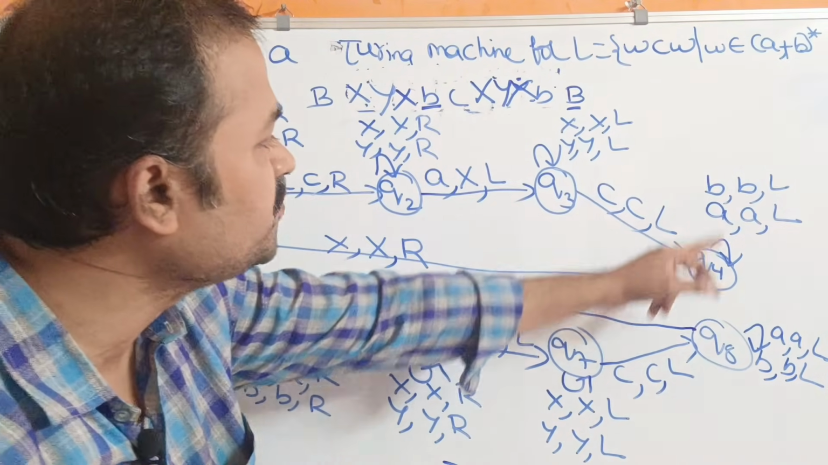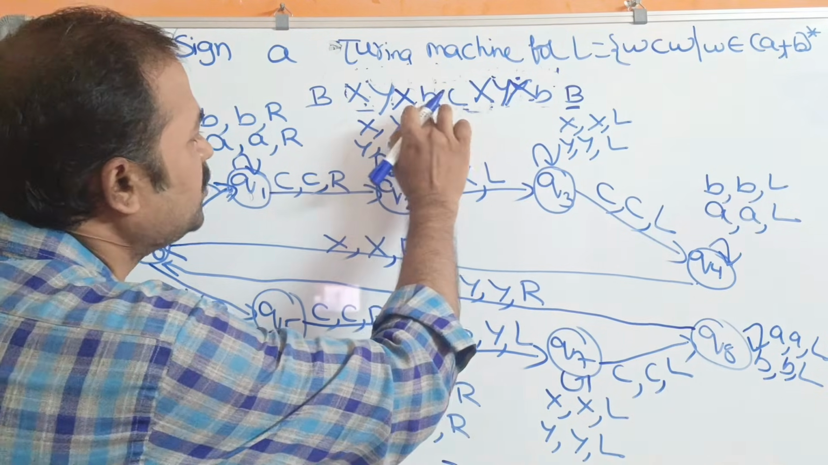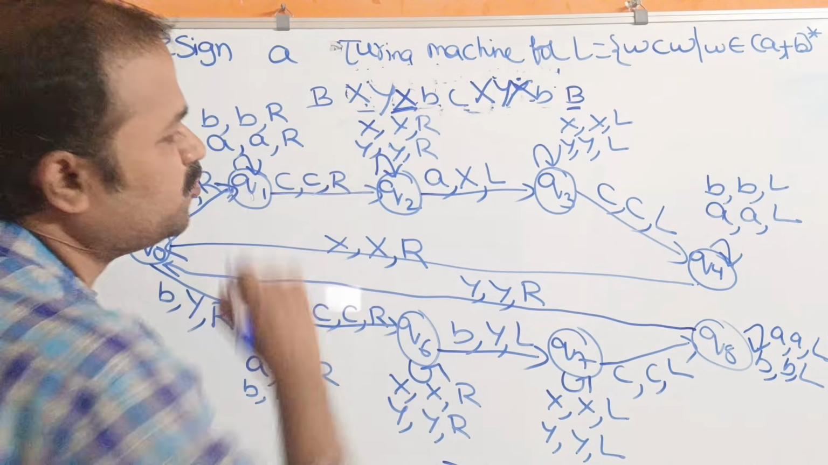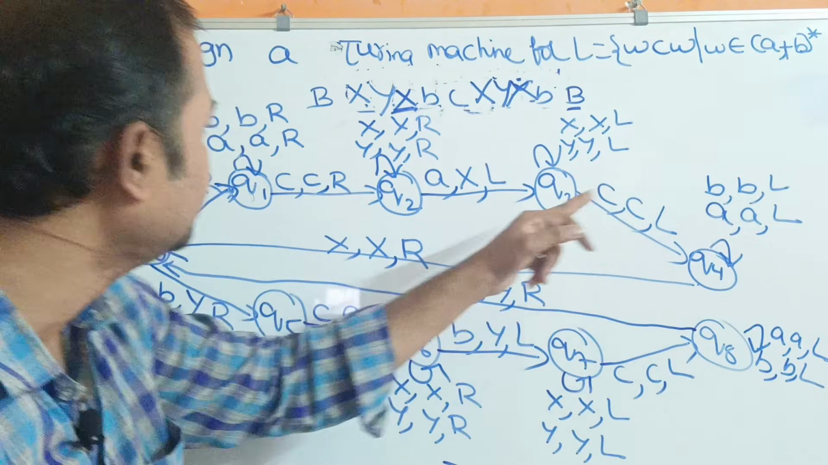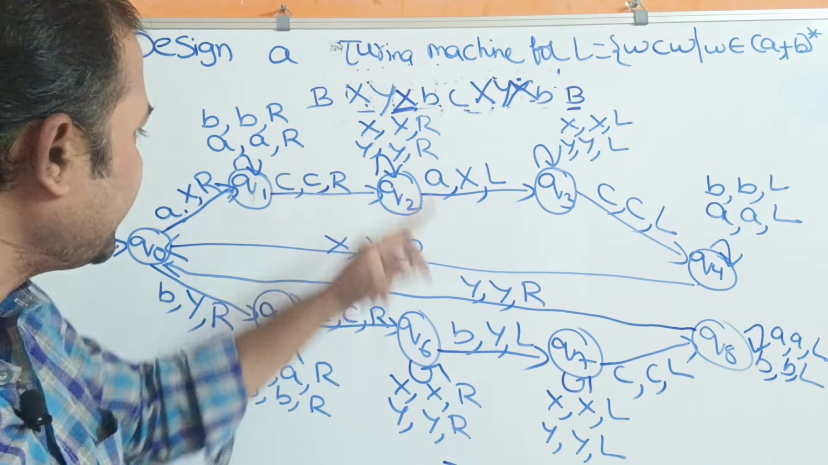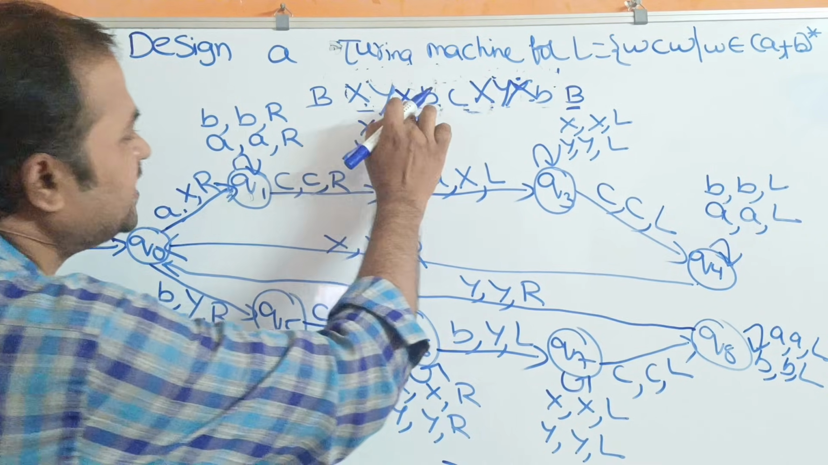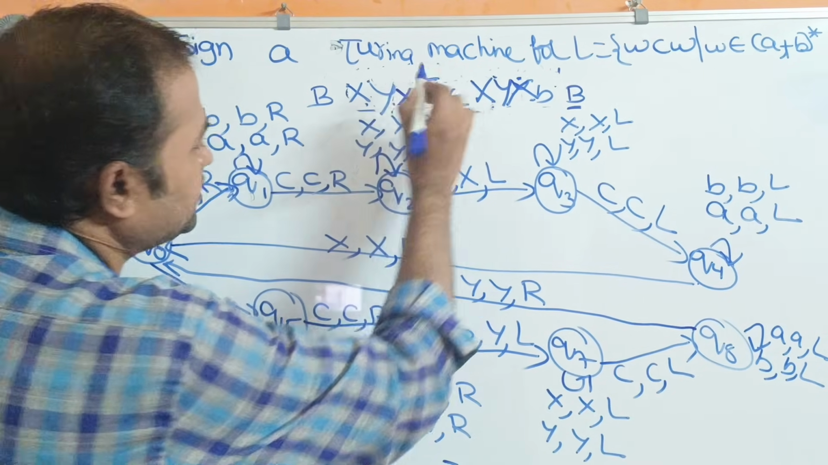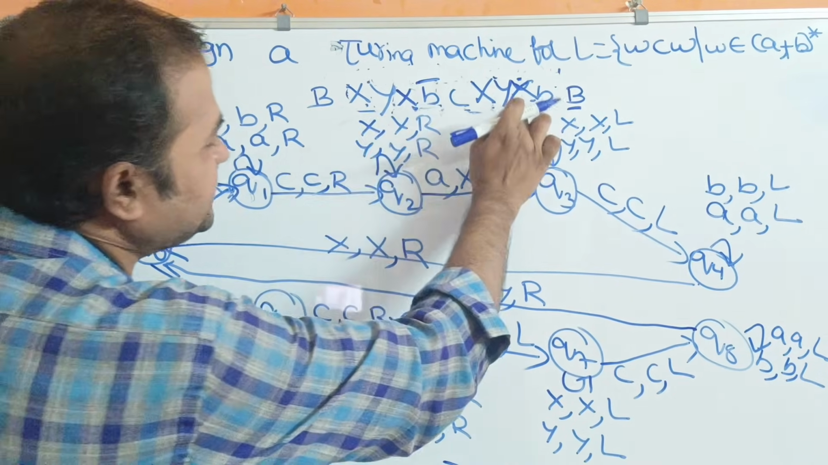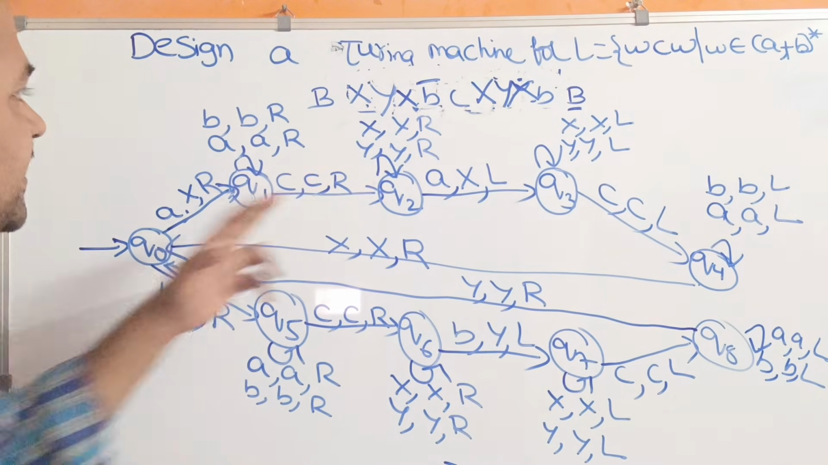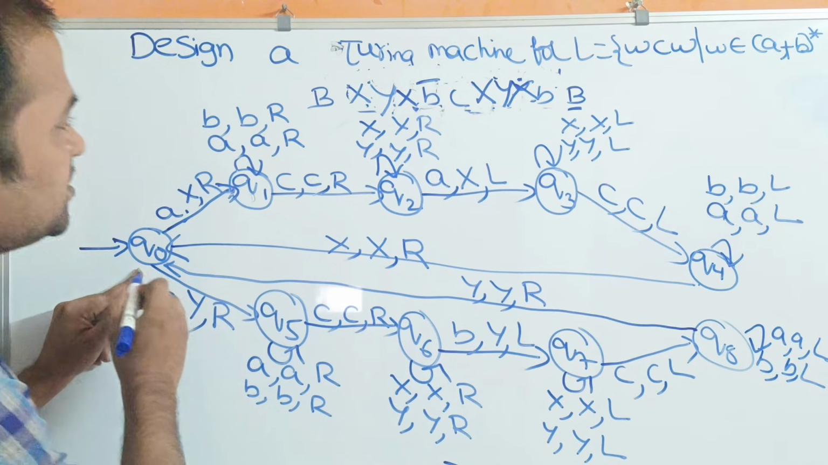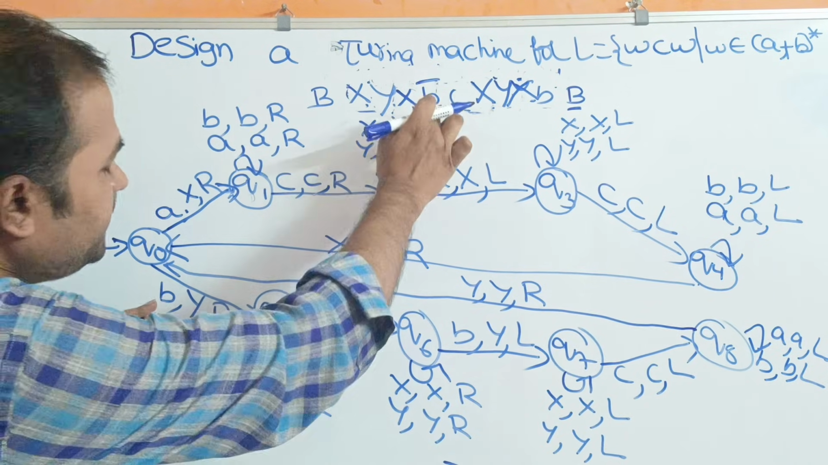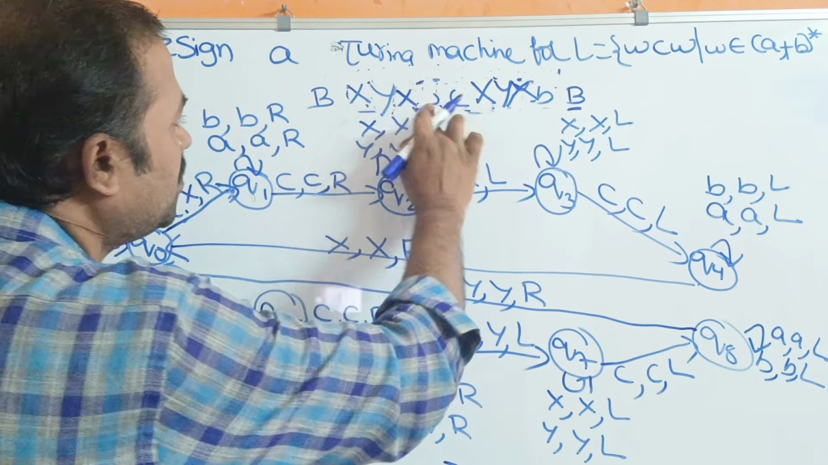Next B on Q4 means B only, but move the head towards the left. Next, if we read X on Q4, then it will be X only, but move the head towards the right. So A is replaced by X. What is the next character? B. So now we are at which state? Q0 state. On Q0, B means it will be replaced by Y.